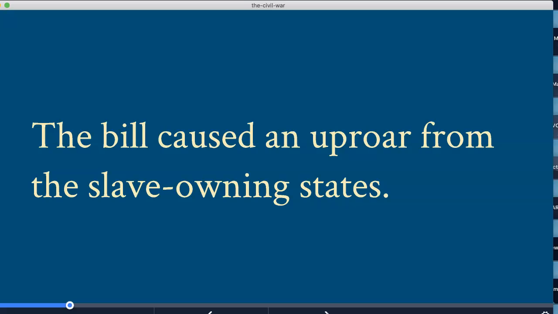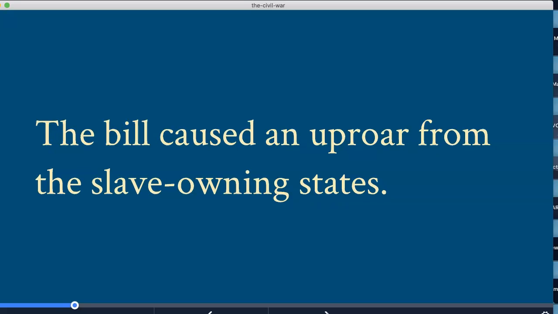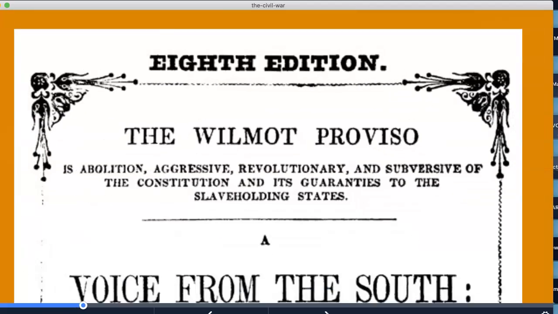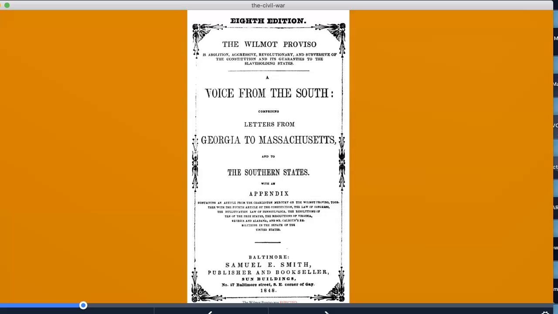The bill caused an uproar with slave-owning states. Obviously, they didn't want all these states to enter in as free because they wouldn't hold the power in Congress. And what ended up happening is, obviously, the Wilmot Proviso does not go through. It's rejected clearly, as Southern states do not want the North to take control over Congress.